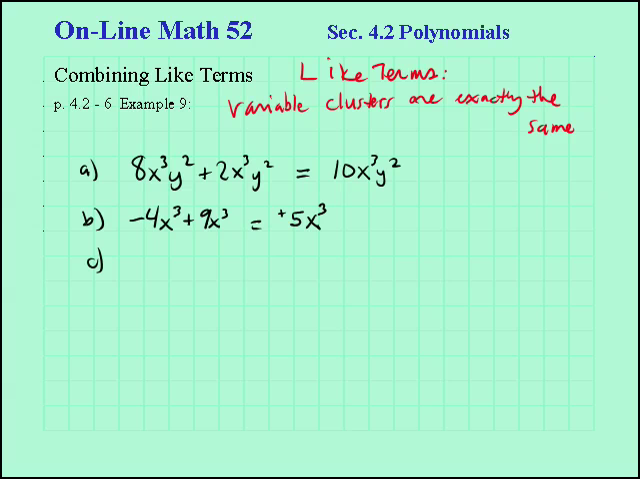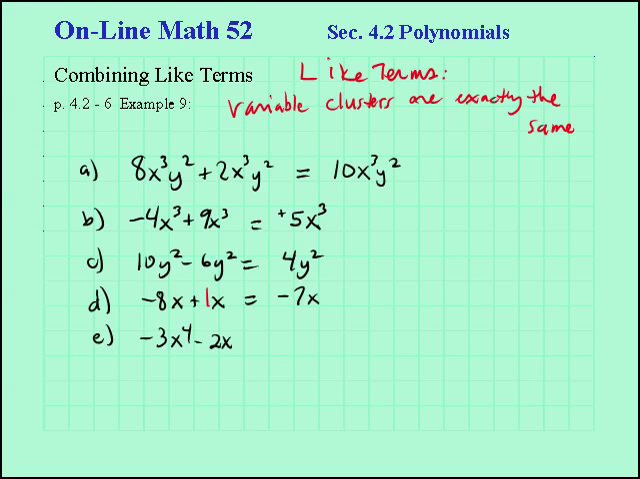C, 10y squared minus 6y squared. 10 minus 6 is 4, also y squared. Letter D says we have negative 8x plus x. Now, here, we don't see the coefficient of that second term, so I'm going to put it in and help us recognize that that's negative 8 plus 1, which is negative 7, and the same term, x. Let's see. E, negative 3x to the fourth minus 2x to the fourth. It's negative 5x to the fourth.